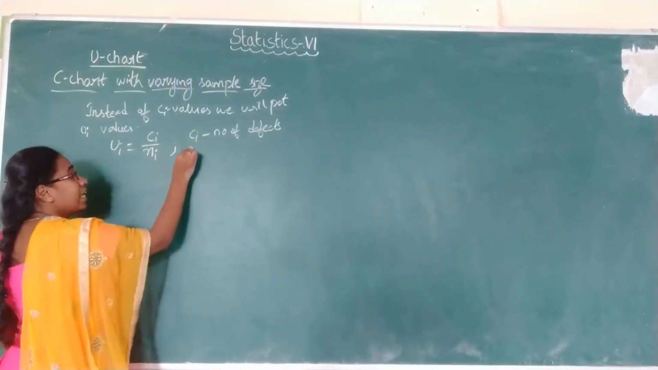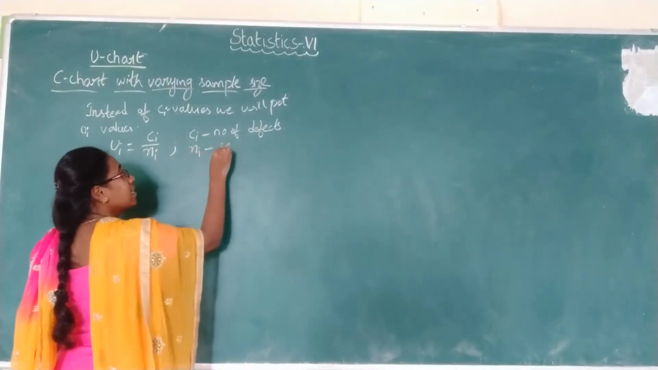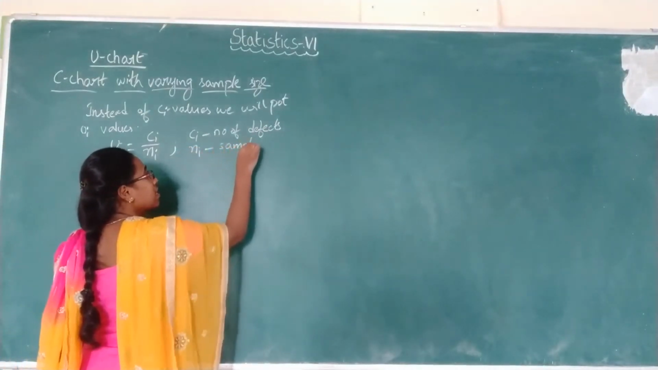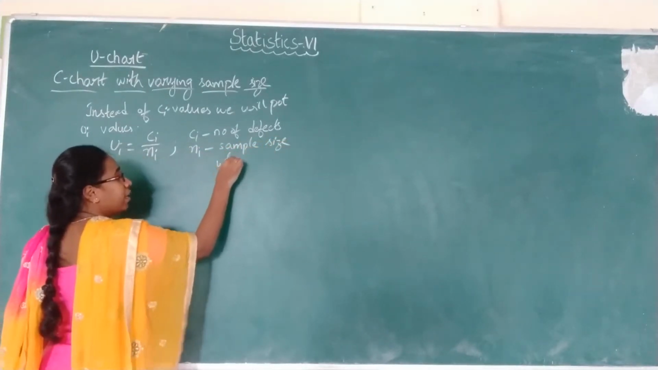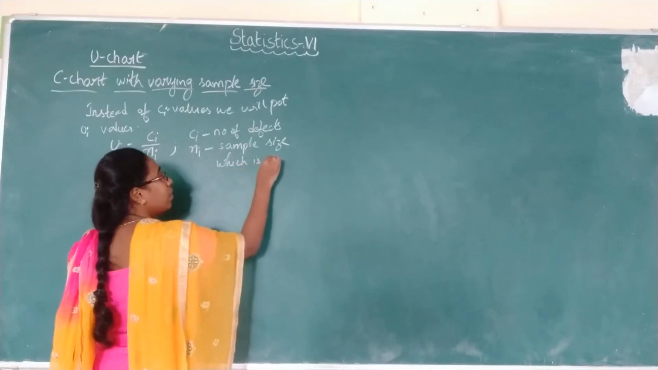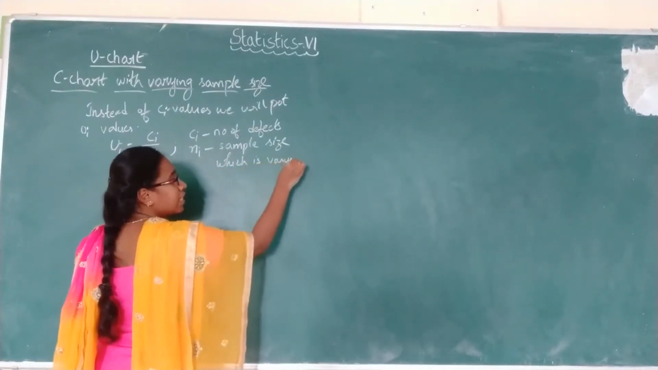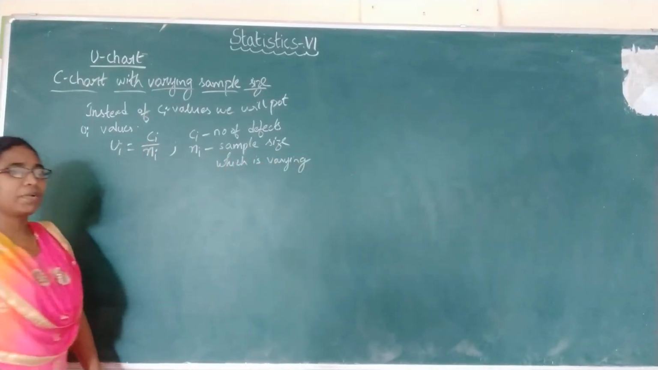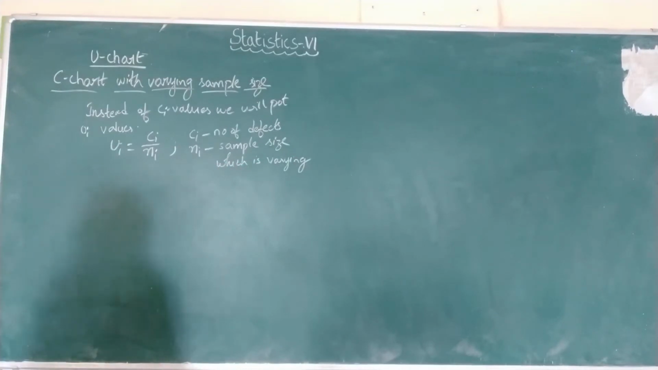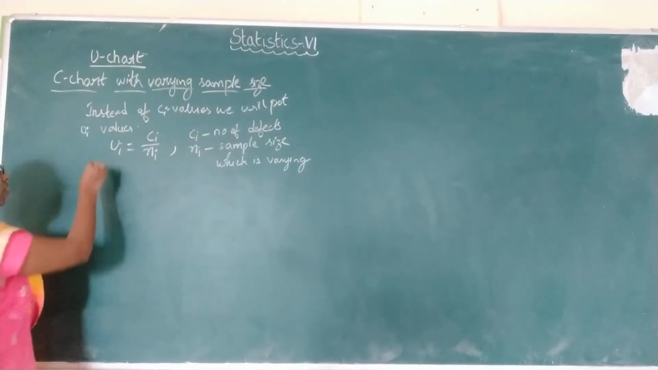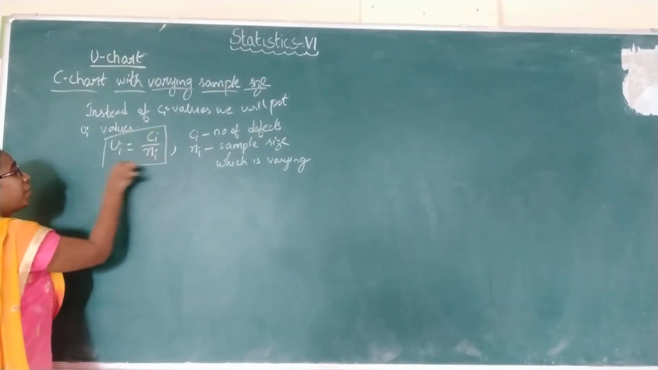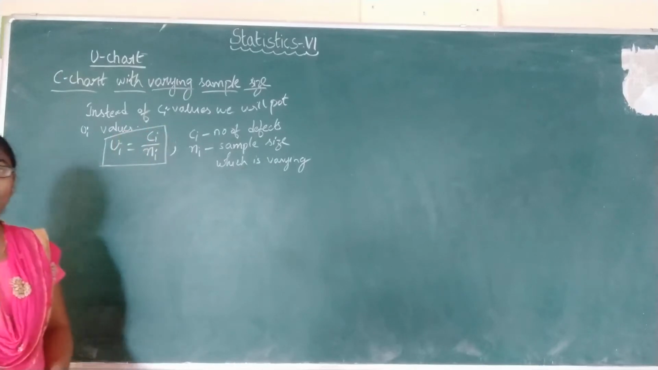What is ni? ni is the sample size, which is varying. Here we will not have any constant sample size. The sample size will be different for all the samples. So we will be plotting these Ui values in our U chart, where Ui equals Ci by ni.